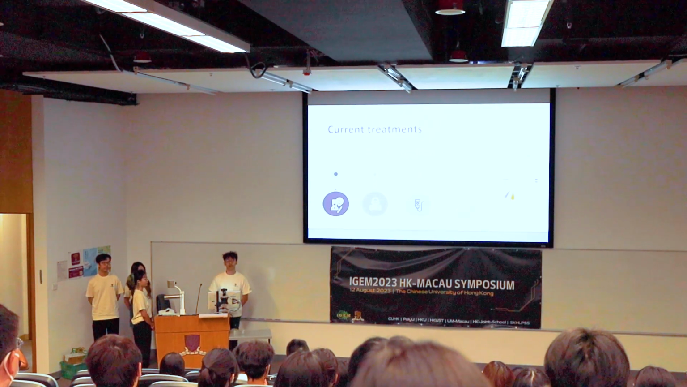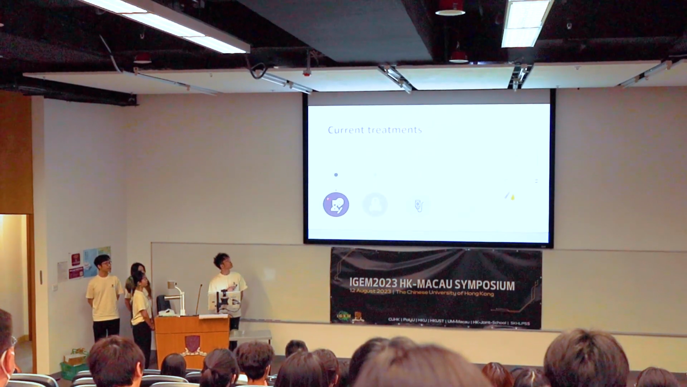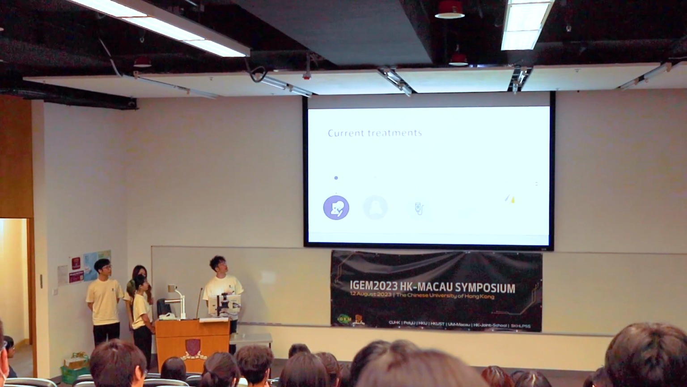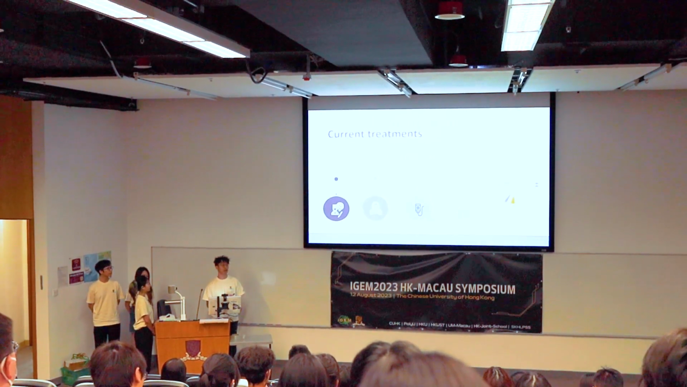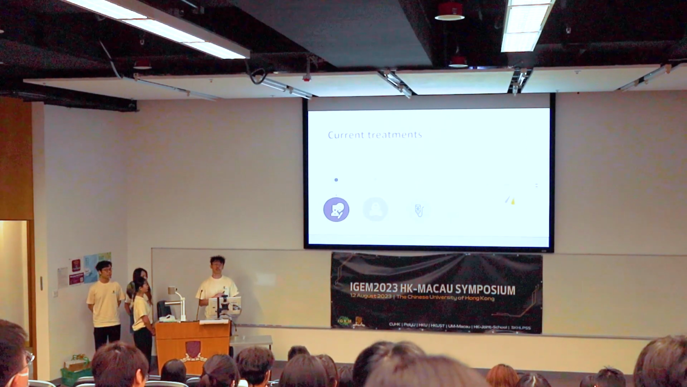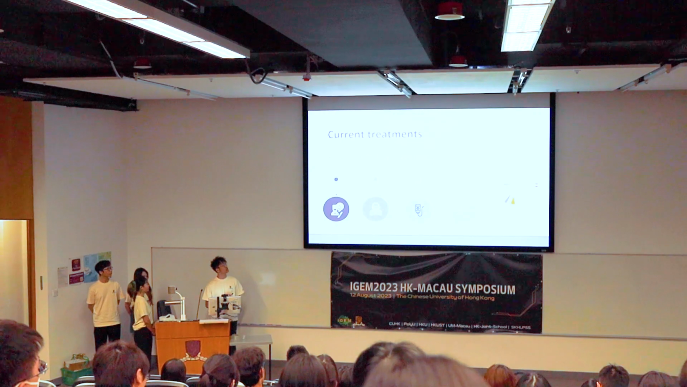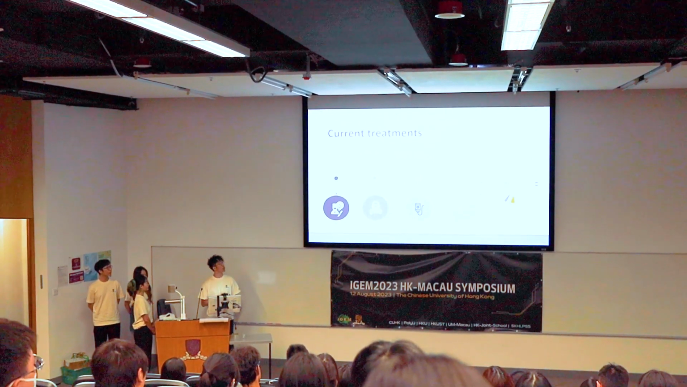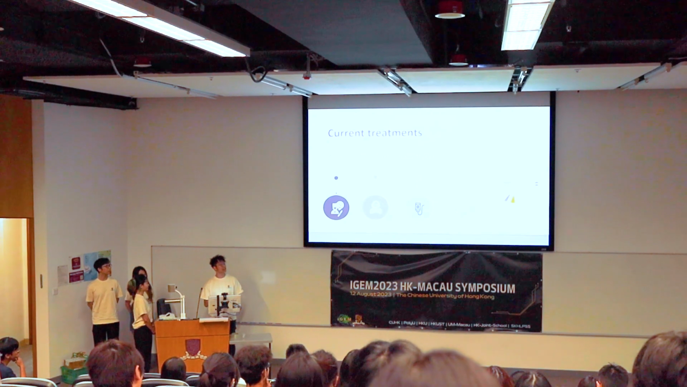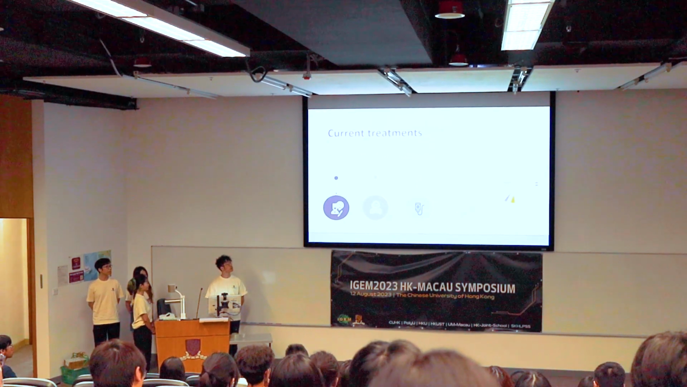Currently, there are several treatments for this disease. For early stage, there is surgery. For advanced stage, there's chemotherapy, targeted therapy, and also checkpoint inhibitors. And targeted therapy targets several genetic alterations, including EGFR, ALK, and ROS1. Especially for EGFR, it has the highest frequency among all genetic alterations.